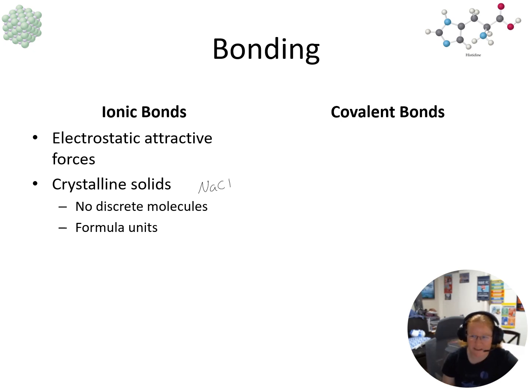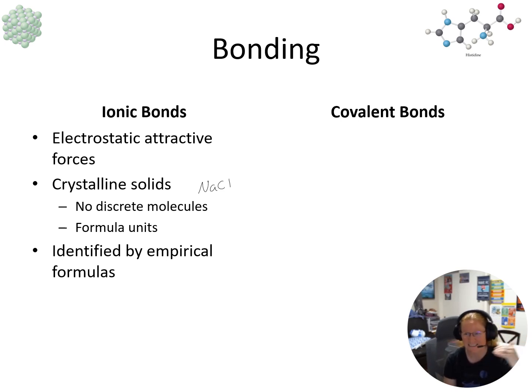For a sodium chloride crystal, I don't have a single sodium ion and a single chloride ion. I have this whole lattice network of sodium chloride, sodium chloride, sodium chloride, and so on and so forth in this alternating ion pattern. So we identify these by empirical formulas. I could have something where I have 100 sodium ions and 100 chloride ions. Well, Na100Cl100 reduces to NaCl, the empirical formula. And typically speaking, these are going to be a metal with a non-metal.